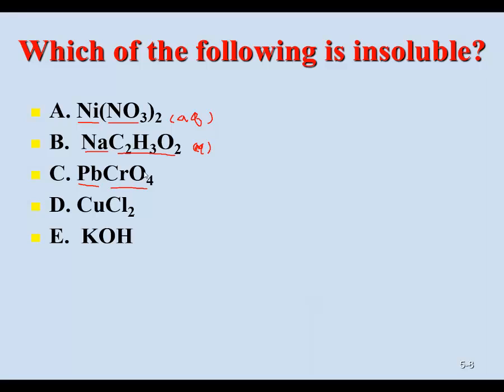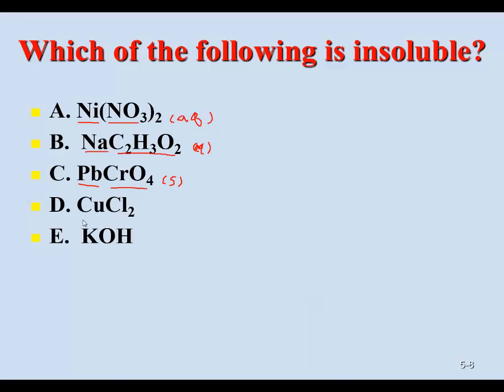And in fact, lead 2 chromate forms a beautiful yellow precipitate. Some people will describe it as a canary yellow color. And so we end up with that beautiful yellow precipitate that forms, and so we get a solid that would come out of solution.